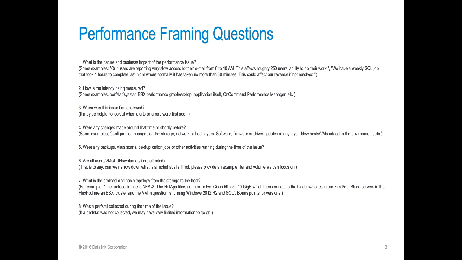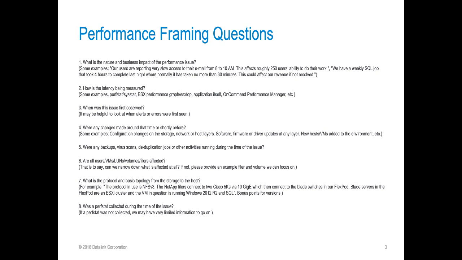Performance framing questions. We've compiled a list of 8 simple questions we ask every user who's experienced a performance issue. Question number 1 is, what is the nature and business impact of the performance issue? Basically here, we're trying to get an understanding of how many users are being affected and if this is having any impact on revenue. The reason this question is very important is if we're in a situation, especially a P1 issue, and we need to get NetApp's help with this, that is one of the first things when we open a P1 case with NetApp that they want answered. So that is why we try to get that up front right away.